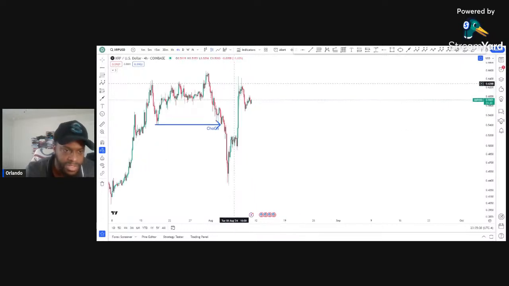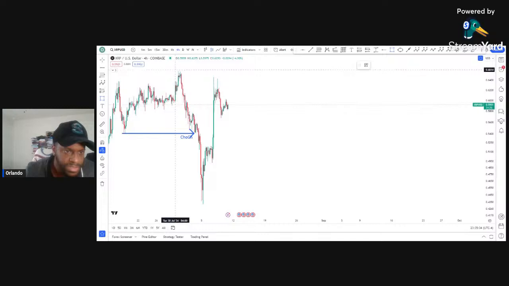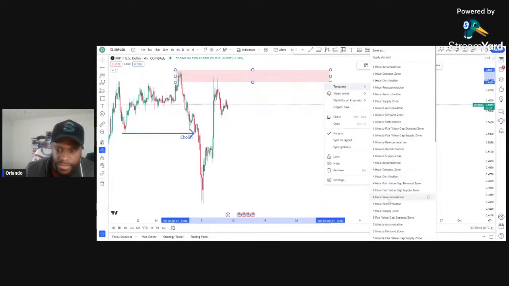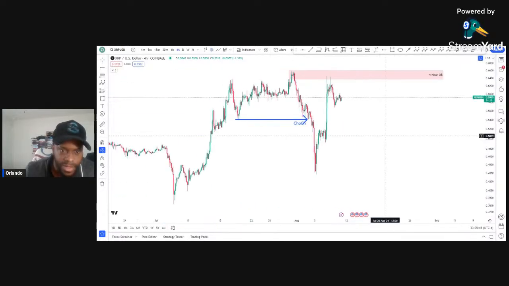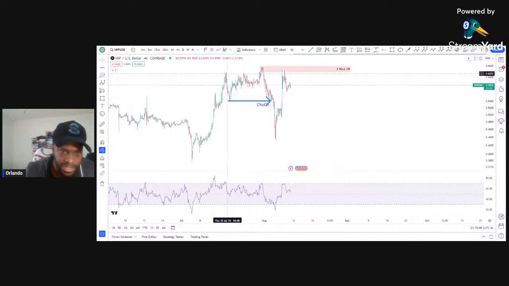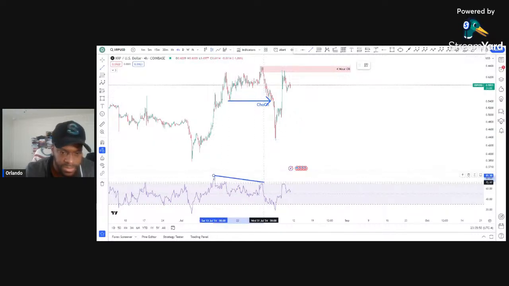I don't know if it's going to break structure yet, but what we need to do is go ahead and put this supply zone right around here, because the market may not want to complete that high. It may not want to push up above that high. Yeah, that's the divergence. Look at it. This is slanting upward, and then this is really legit slanting lower.